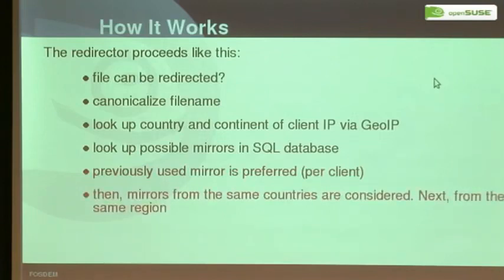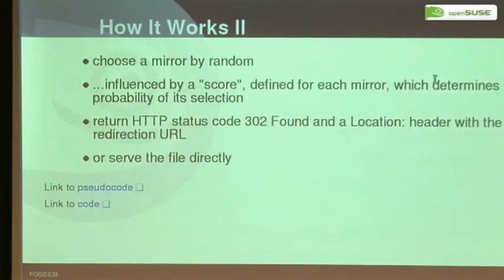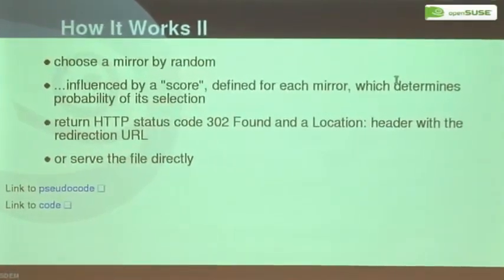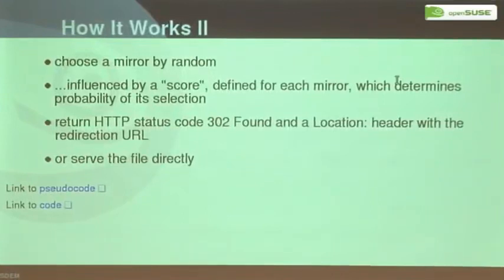And after the local mirror, or the mirror from the country, and the preferred mirror, it will next look at the mirrors from the same region and then at the rest of the world. So it sorts them. And after that, from the best available mirrors, it chooses one by random. This random choice is also influenced by some kind of value that we define for each mirror, which gives them a greater or lesser chance to be picked.